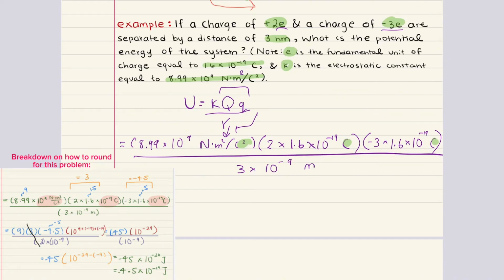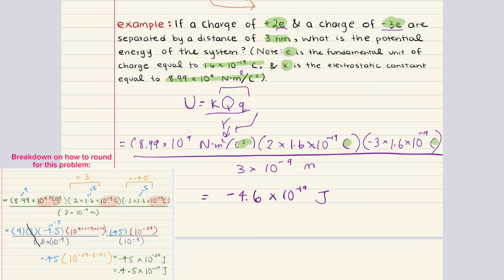What we're going to be left with in terms of units is newtons times meter. And so this gives us our familiar energy unit of joule. Now, if we plug this into a calculator, we're going to get minus 4.6 times 10 to the minus 19 joules. And that's how we solve this problem.